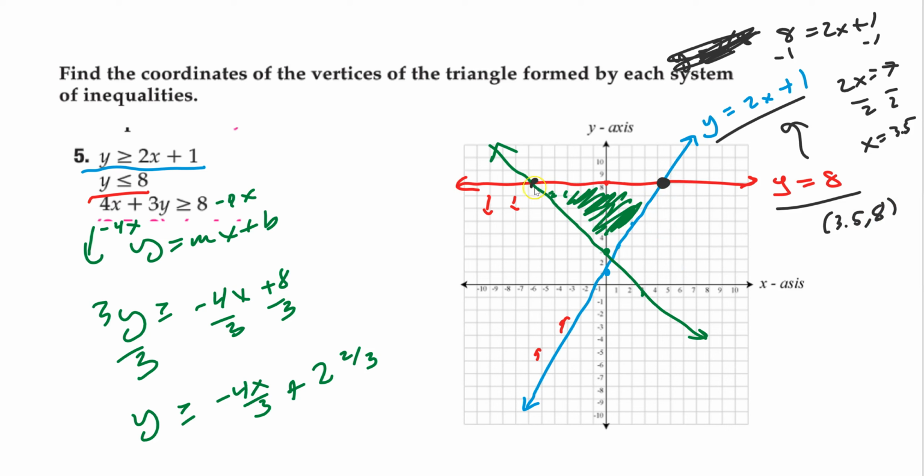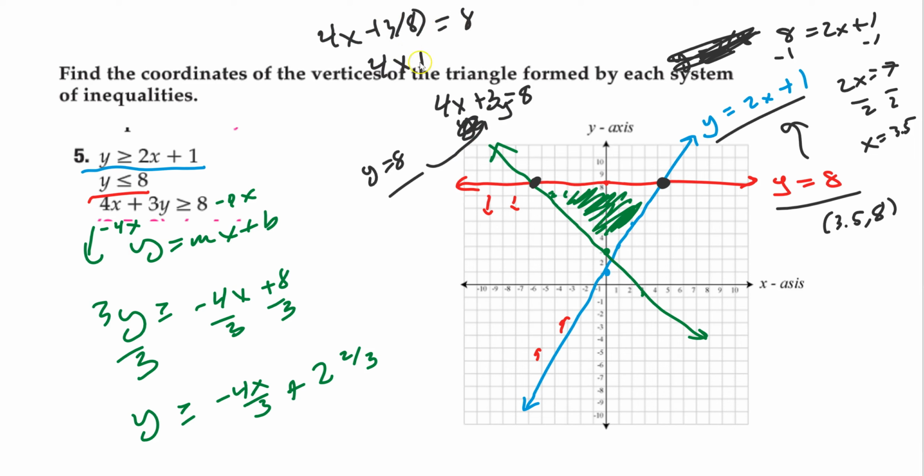If you want this point right here, write down this equation: 4x plus 3y equals 8. I got to solve that with this red line here, which is y equals 8. So all we're going to do is plug it in. I know y equals 8, so I'm going to plug that in. I get 4x plus 24 equals 8. Subtract: 4x equals negative 16. X equals negative 4. So that point right there should be negative 4 and 8.